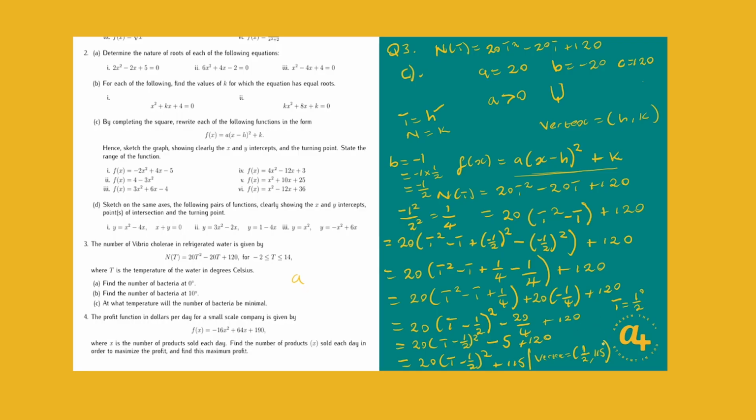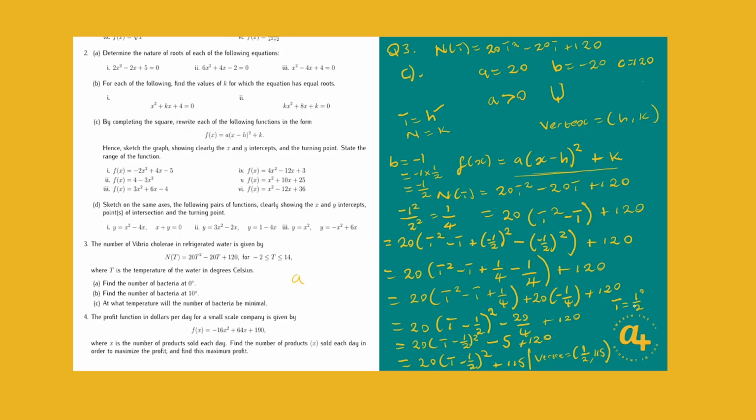And now we might be asking, okay, how about this 115 over here? This 115, or the coordinate k, is the lowest number of bacteria that we can get. And this only happens when the temperature is at 1 over 2 degrees. So this is how we can interpret everything that we have done here.